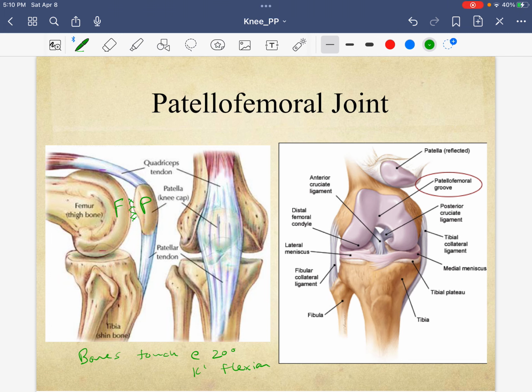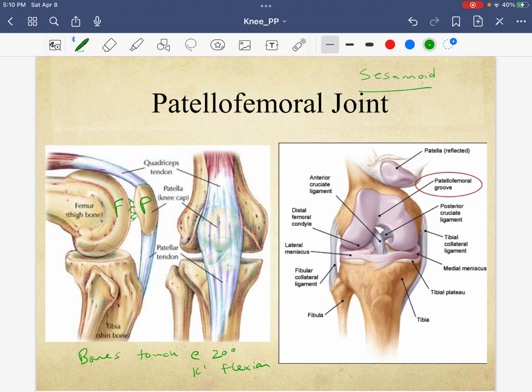I want to remind you that the patella is a sesamoid bone. That means free floating. We only have 3 bones in our body that are considered sesamoid that don't touch other bones. The patella does touch the femur at certain ranges of motion, but also if I'm fully extended at my knee, the patella doesn't touch anything.